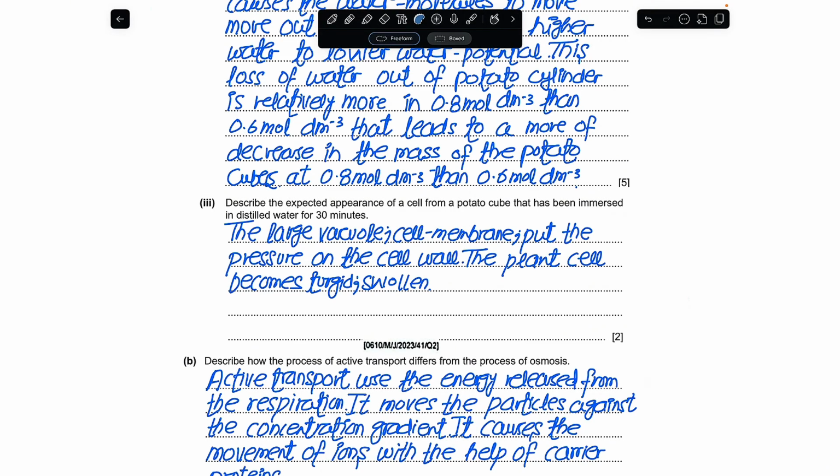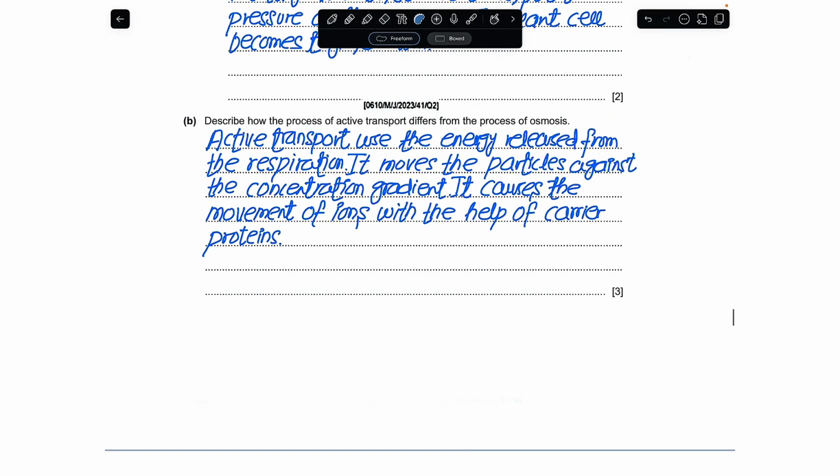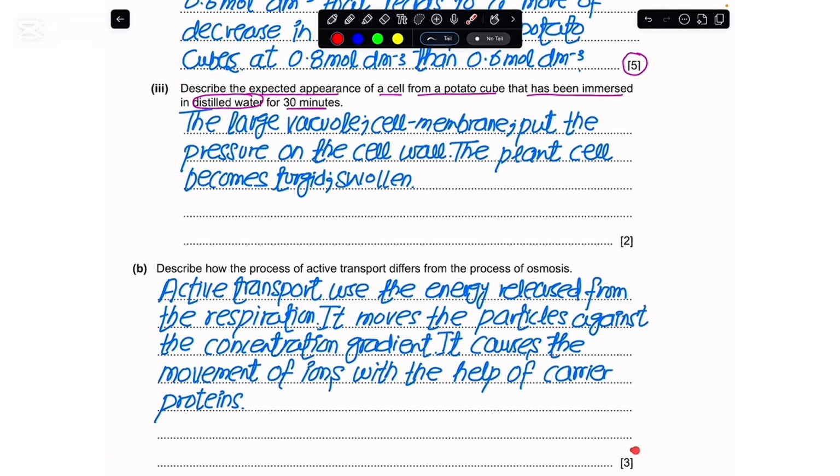Moving onward to this part, and this came in the May June of 2023. This was variant 4.1, and this is question number 2 with us. And we have to see in the context of part B what they are asking from us in the context of active transport. For 3 marks, they're asking that we have to describe how the process of active transport differs from the process of osmosis.